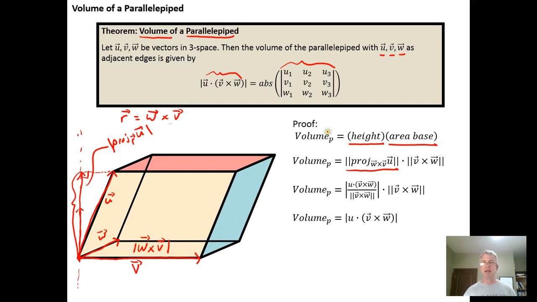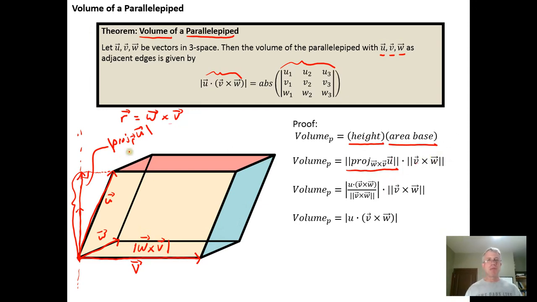And then the area of the base can be replaced with the size of the cross product down here. It doesn't matter if we do w cross v or v cross w. Remember that we just get the opposite vector, but we're taking the size, so the size will be the same regardless of the direction in which we take this cross product.